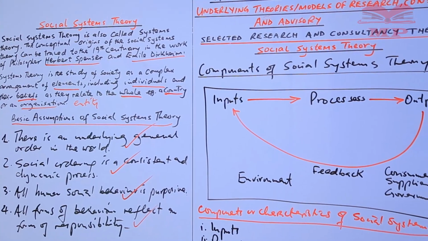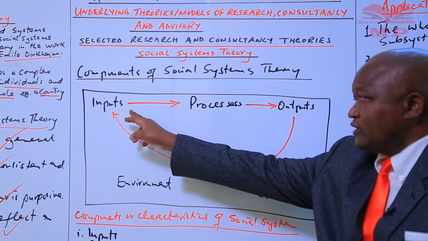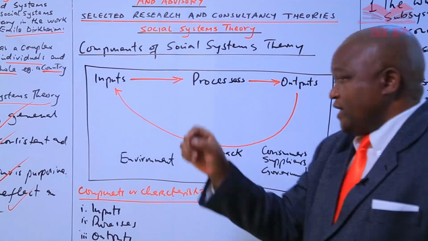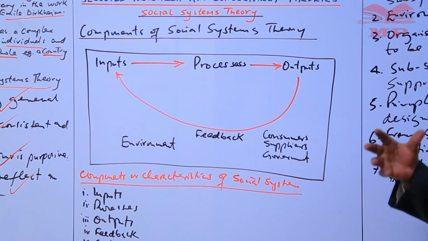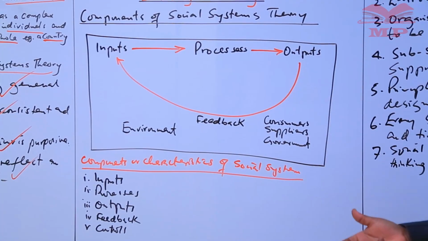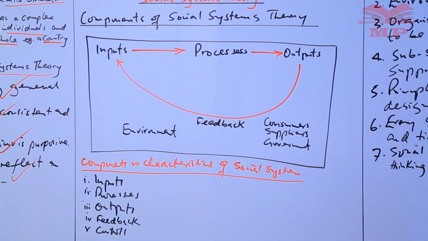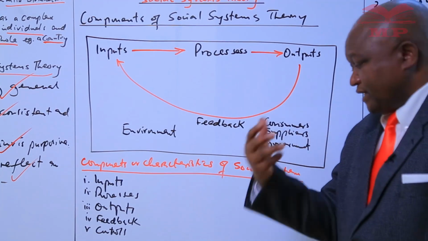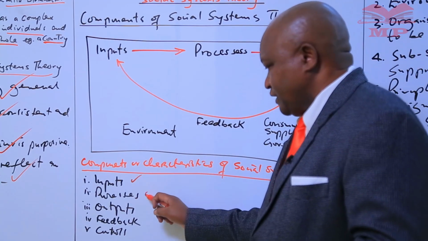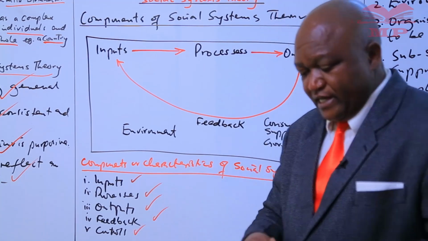Then we have gone ahead and looked at the components of social systems theory, where we have looked at inputs, processes, outputs, and the feedback loop. We have also discussed that the social systems theory operates within an environment, and this environment may include stakeholders like consumers, suppliers, government and government agencies, and the components and characteristics of a social system. We have mentioned them as inputs, processes, outputs, feedback, and controls within the system.